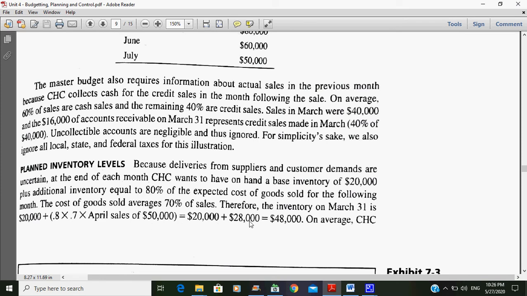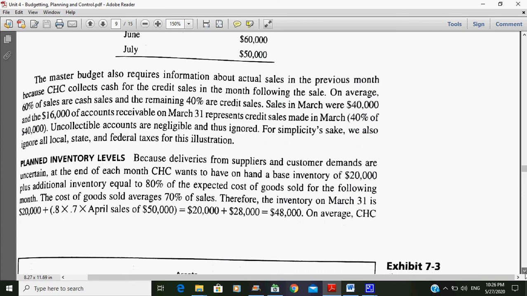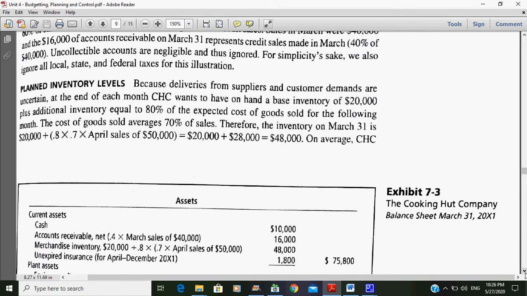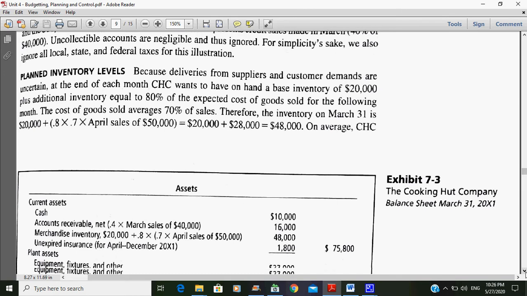Alright. So first you write 70% of 50,000, and if you do the calculation for that, follow me now please, 0.70 times 50,000. Now if you got 35,000, then you multiply that 35,000 by 0.80 and you get 28,000. Add that to the 20,000, get 48,000 for your what? Inventory. Alright. As of March 31. On average now, next part, moving on.